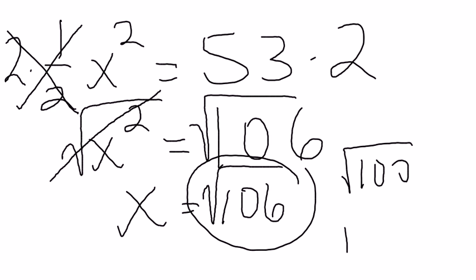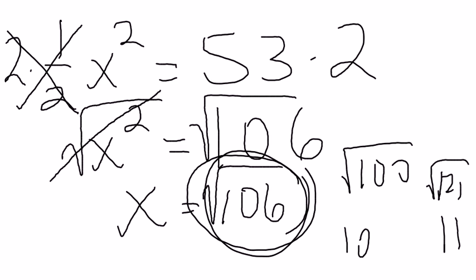The square root of 100 is 10. And I also know that 11 squared is 121, so the square root of 121 is 11. Well, 106 is between 100 and 121, which means the square root has to be between 10 and 11.